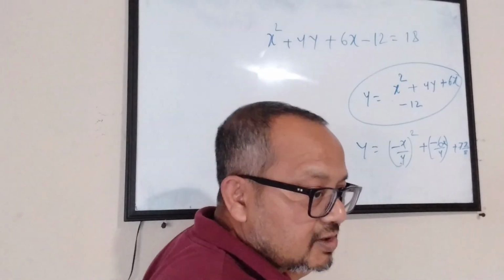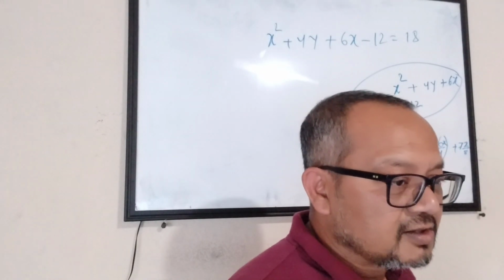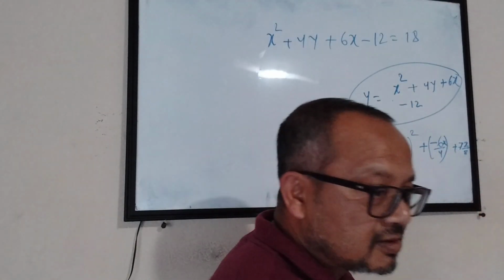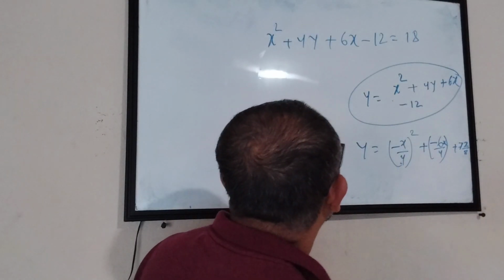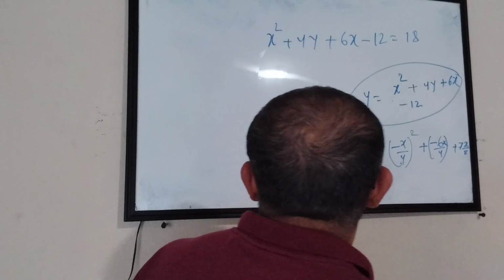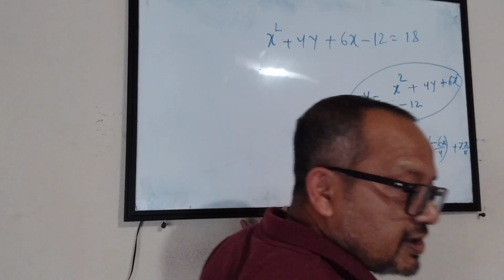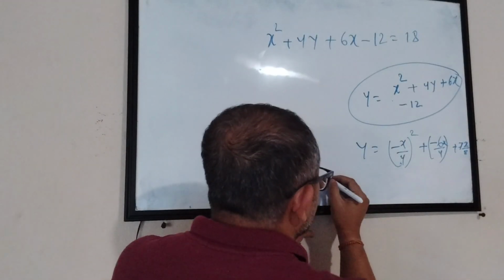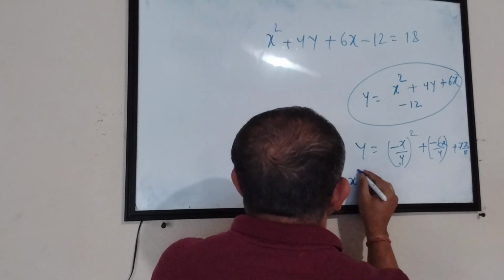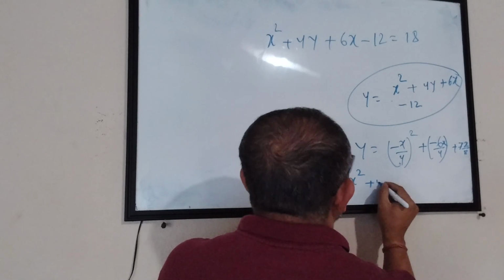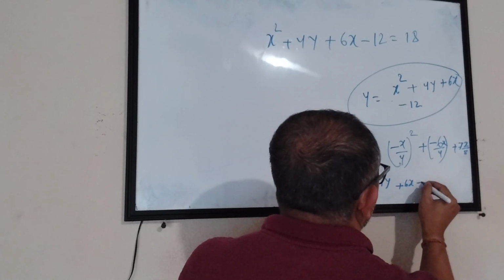Praneeth, what is your answer? So I just replaced y with 18 and I put x squared plus 4y plus 6x minus 12. You have to read it for me. So I put 18 is equal to x squared plus 4y plus 6x minus 12.